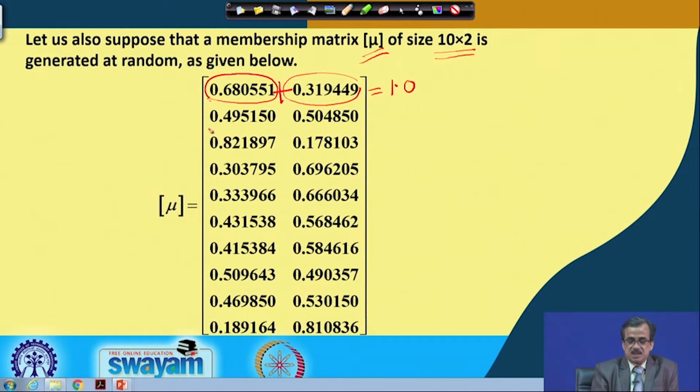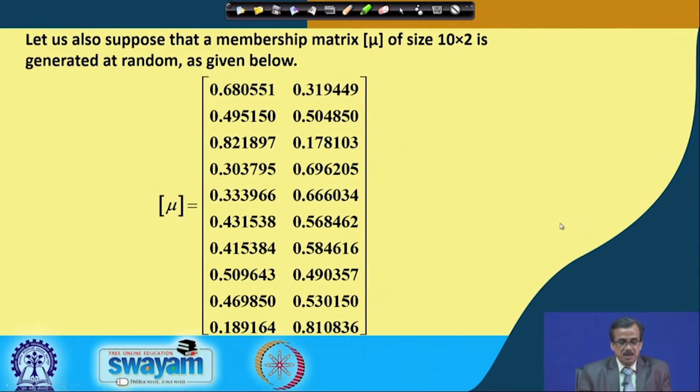These are the membership values for the second data point, the third data point, the fourth data point, and if you add them up, you will be getting 1.0. And this particular matrix, the mu matrix of size 10 cross 2, is generated at random initially. Now, let us see how to proceed further and how you can do the clustering.